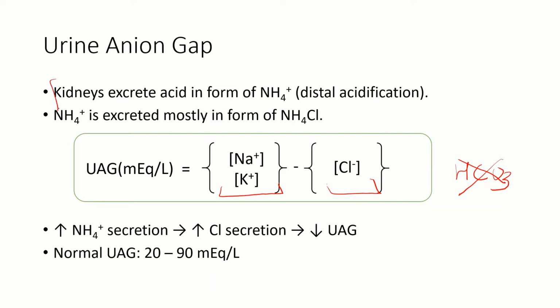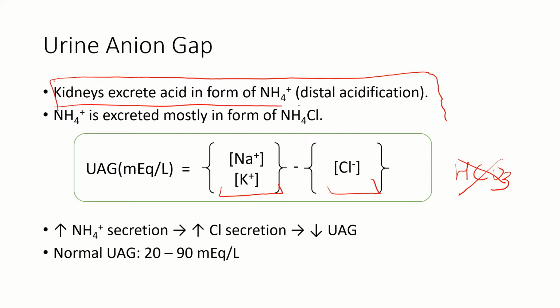Now, I cannot overemphasize this statement. Kidneys excrete acid in form of ammonium ion. Kidneys excrete acid in form of ammonium ion, and this is specifically distal acidification, which means the distal part of the nephron. If we remember this, everything is going to be easy to understand. And another pearl is that ammonium ion is excreted mostly in form of ammonium chloride.